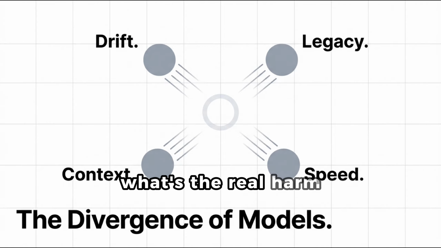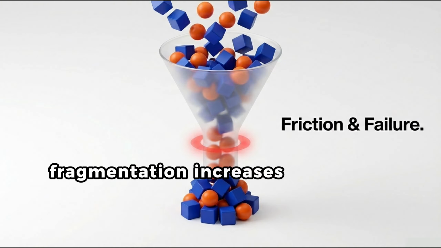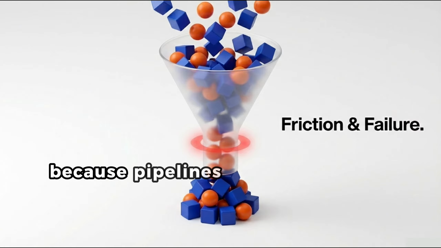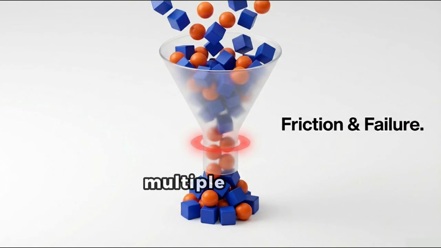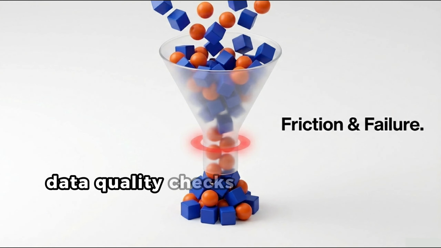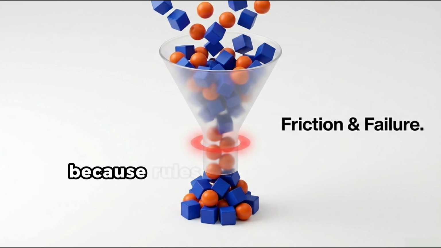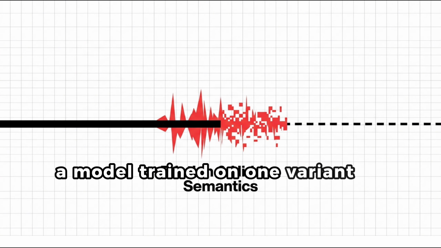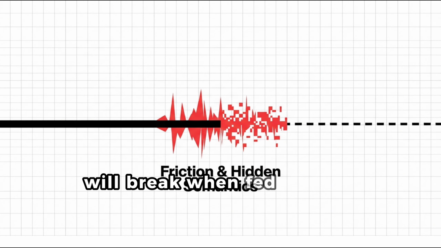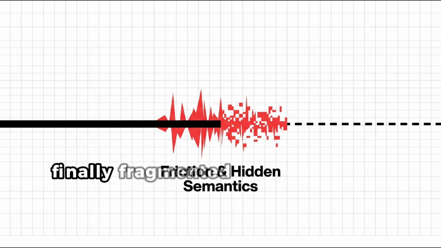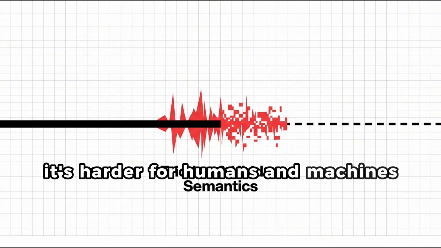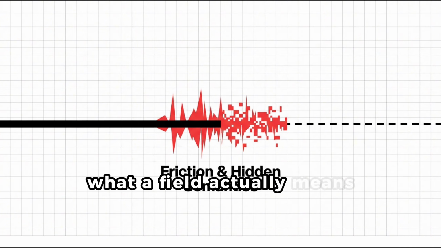What's the real harm? Fragmentation increases friction at every stage. Ingestion becomes harder because pipelines must detect and transform multiple shapes. Data quality checks miss edge cases because rules assume only one schema. Feature engineering becomes brittle. A model trained on one variant of the data will break when fed another. Finally, fragmented structure hides semantics. It's harder for humans and machines to agree on what a field actually means.